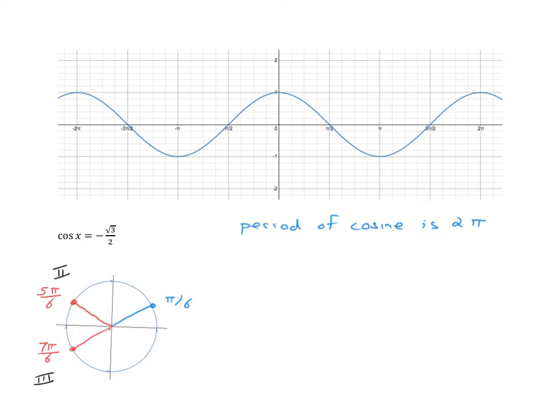There's a little bit more work to get there, but I started by finding an angle where cosine was equal to the positive of root 3 over 2. I then used facts I knew about the unit circle to get two angles where it was equal to the negative of root 3 over 2.